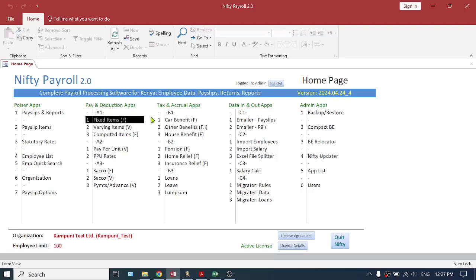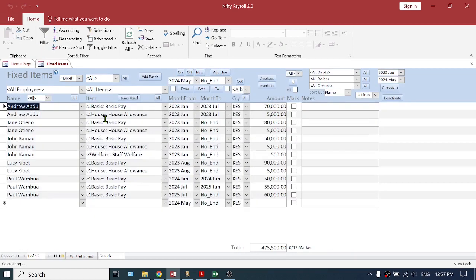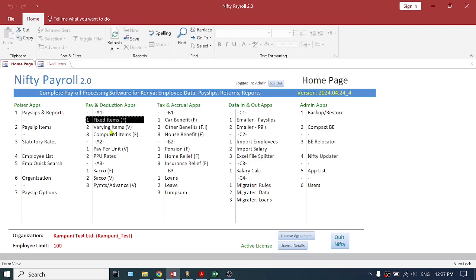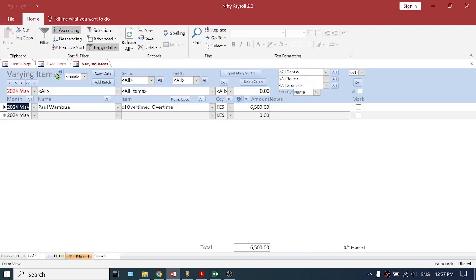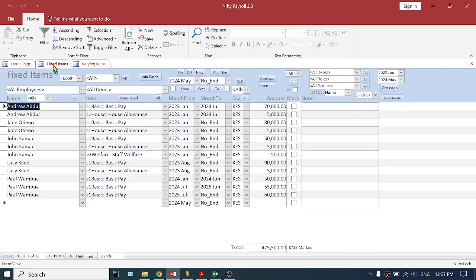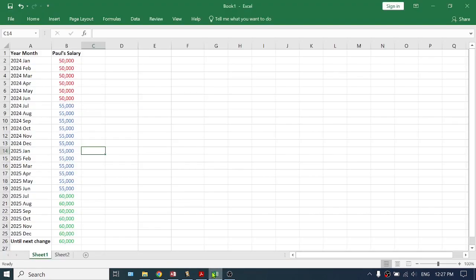Here's an explanation of the difference between fixed items and varying items in Nifty payroll. If I open fixed items and I open varying items, the main difference between these two things is whether the figure that you're talking about applies to 1 month or whether the figure you're talking about applies to several months. Let me give you an example so that it makes sense.